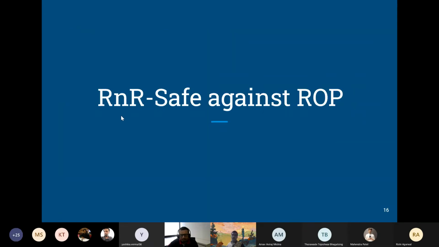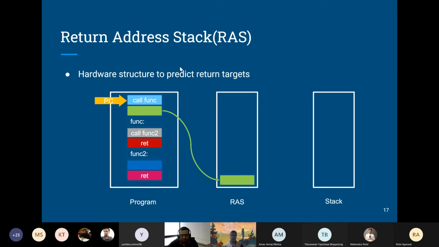So that's where RnR-Safe comes in against ROP. Let's first talk about something called the return address stack. So what's RAS, or return address stack? It's a hardware structure used to predict return targets. So for example, let's consider this scenario when the PC is at call func, and therefore RAS contains the address of this next instruction.